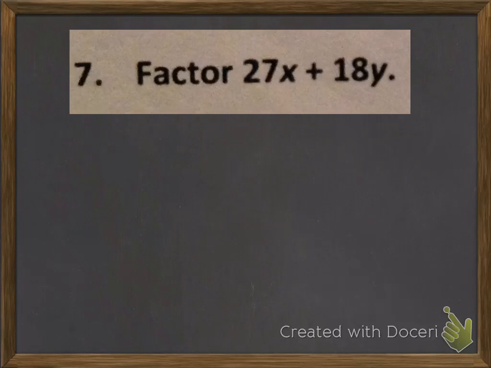Number 7. Number 7 says factor 27x plus 18y. So here I need to look at 27. Oops, still have my highlighter selected. 27x plus 18y. Factor means factor out. Think out. We're going to take something out. So I look at my coefficients. I have a coefficient of 27 and a coefficient of 18. So I want to think of what number factors into 27 that is also a factor of 18.